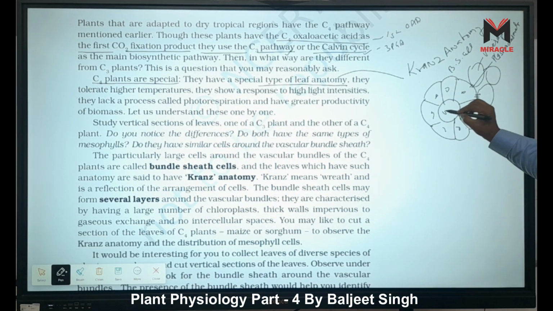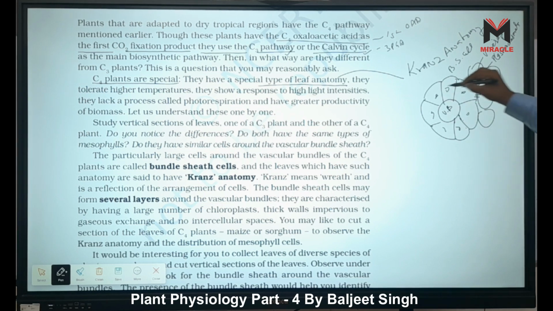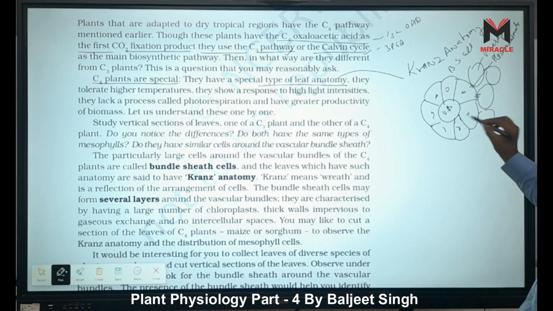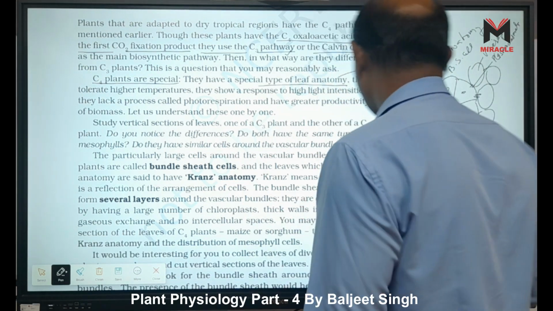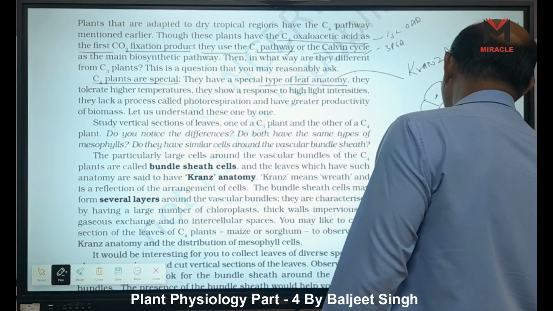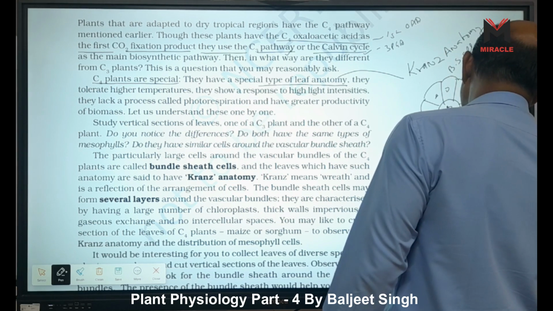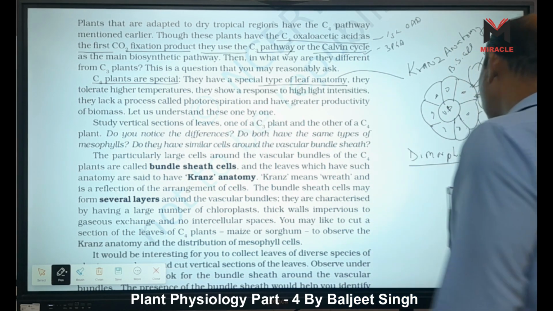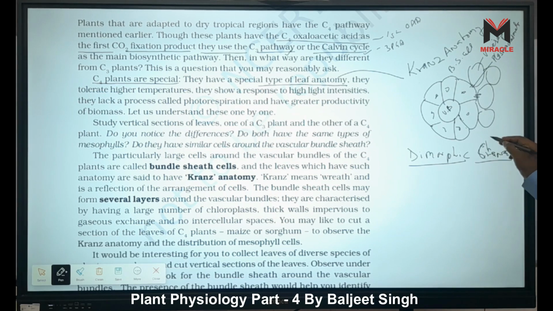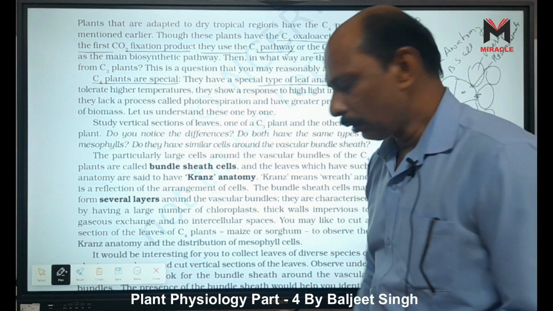This is our vascular bundle. That's why they have Kranz anatomy, meaning a concentric ring-like structure, right? They have no intercellular space. First, they are airtight. Second, they are attached with the mesophyll cells through plasmodesmata. Third, dimorphic chloroplasts are there. Dimorphic chloroplast means what? Here, there are two types of chloroplast.